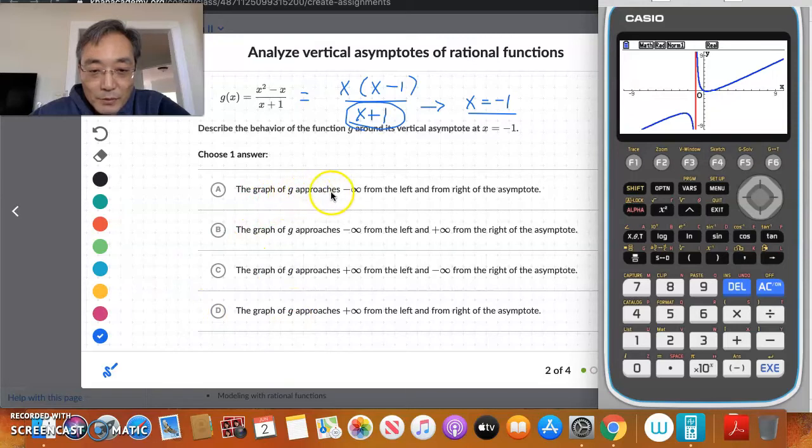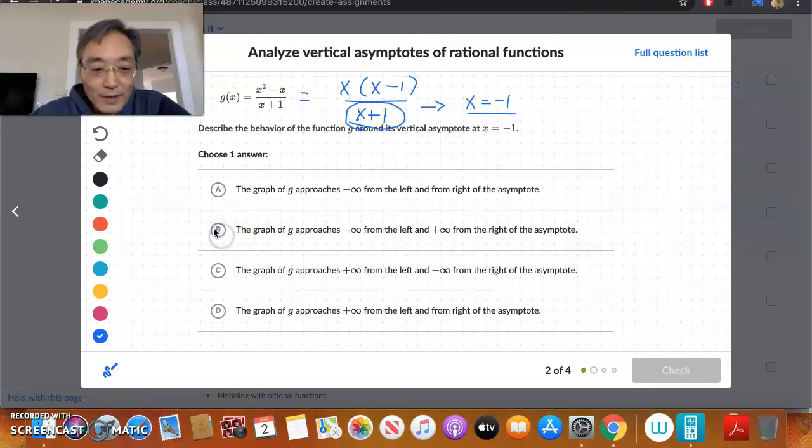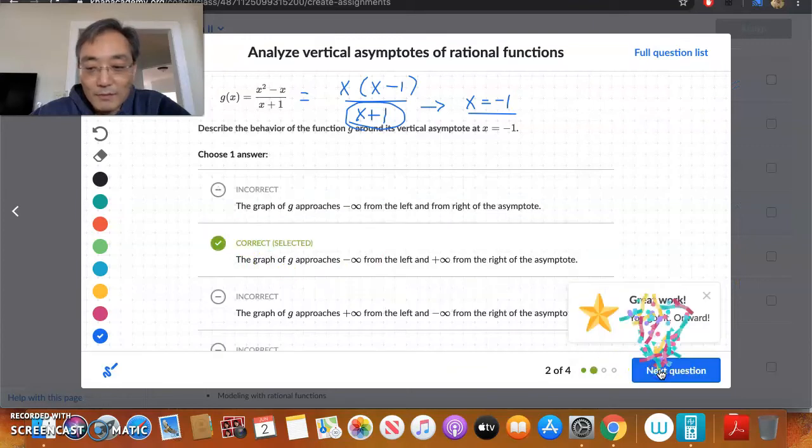The graph of g approaches negative infinity from the left and from the right. That means that both sides will be going down. That's not true. How about choice B? The graph of g approaches negative infinity from the left and positive infinity from the right. That is what we said, right? So negative infinity on the left side of negative 1 and positive infinity on the right side of negative 1. So I think that is our answer choice. And sure enough, it is.